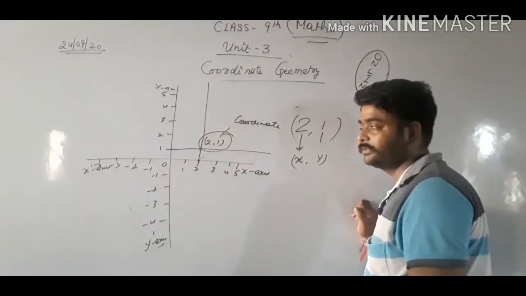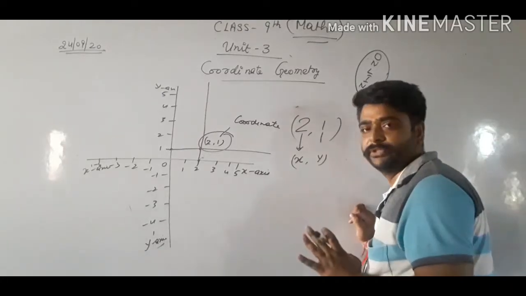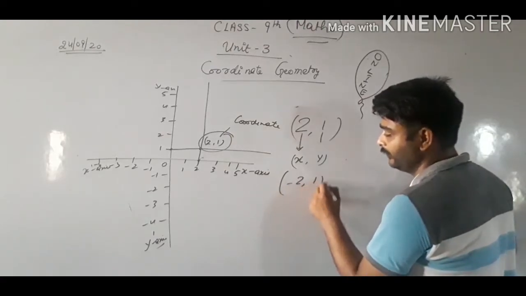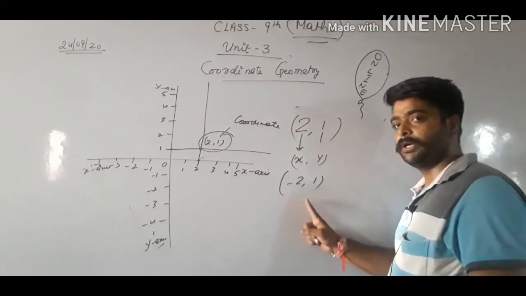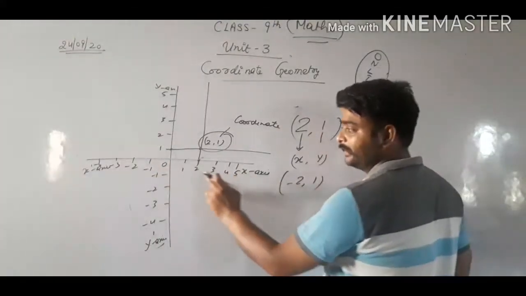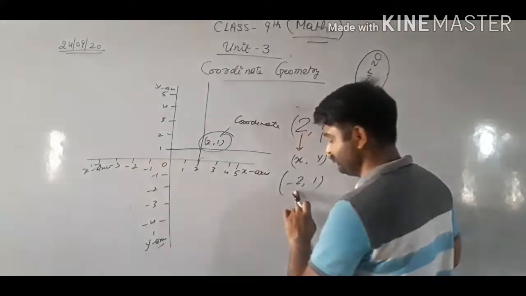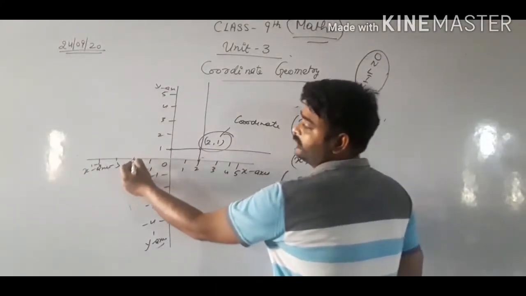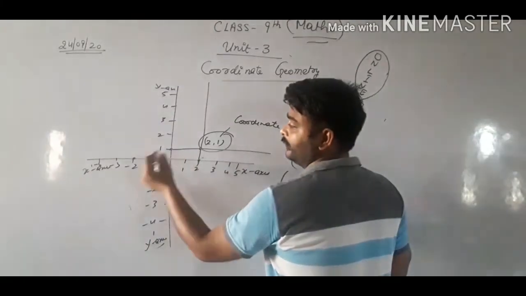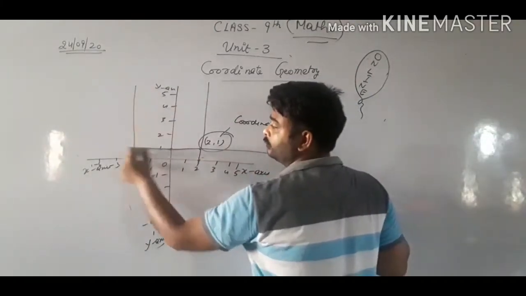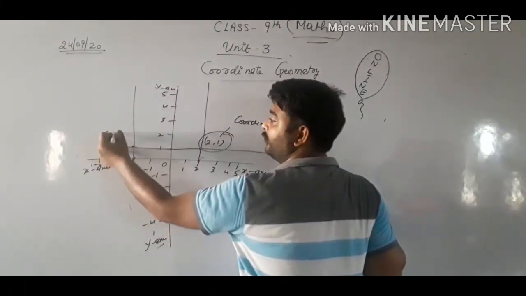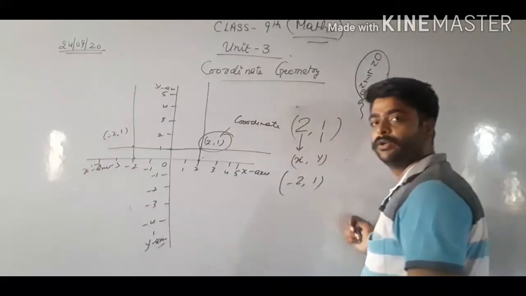Any doubt till here class? Now we will take 2 or 3 examples. For example, minus 2 comma 1. So class, the first one is the x. Now on x, this is 2, this is minus 2. So what is given in the question? It is minus 2, so we will start from here. And what is y? Y is 1. When the parallel lines are drawn, the point where they intersect is considered as minus 2 comma 1.